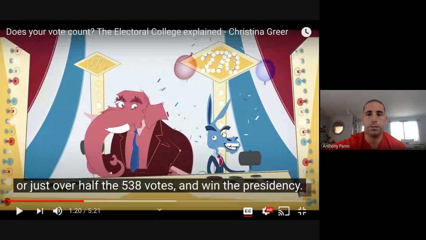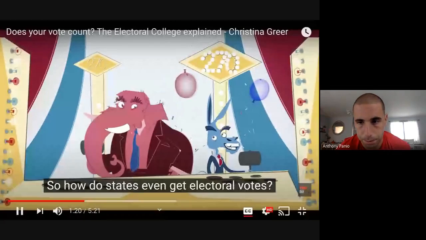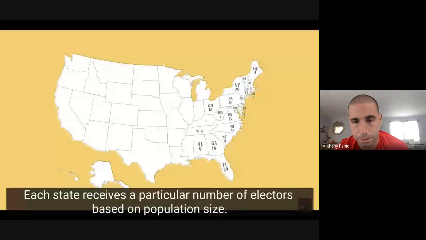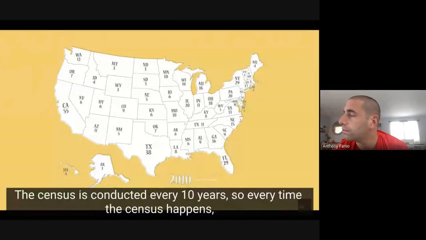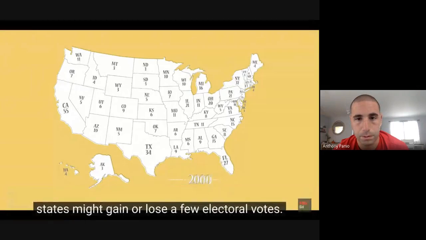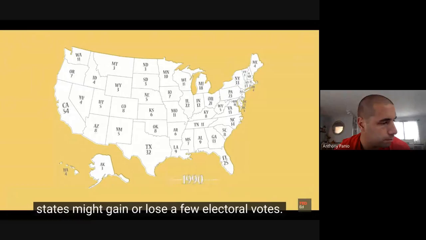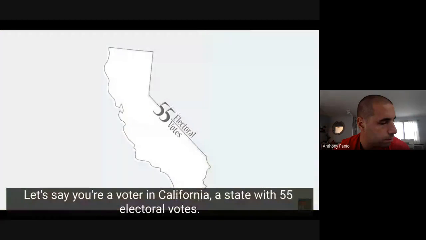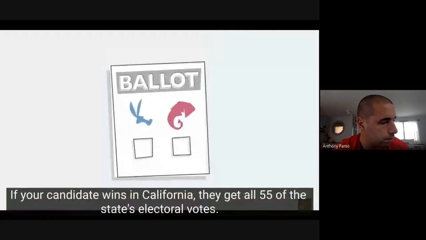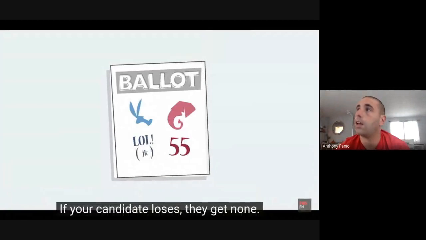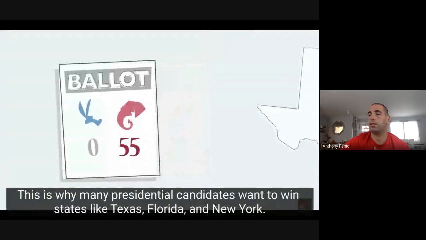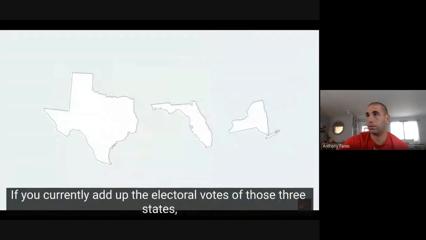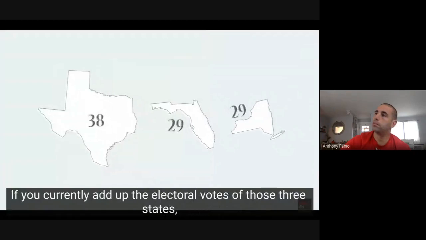So how do states even get electoral votes? Each state receives a particular number of electors based on population size. The census is conducted every 10 years, so every time the census happens, states might gain or lose a few electoral votes. Let's say you're a voter in California, a state with 55 electoral votes. If your candidate wins in California, they get all 55 of the state's electoral votes. If your candidate loses, they get none. This is why many presidential candidates want to win states like Texas, Florida, and New York. If you currently add up the electoral votes of those 3 states, you would have 96 electoral votes.